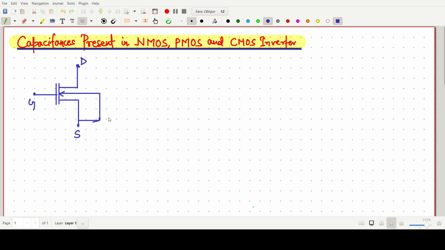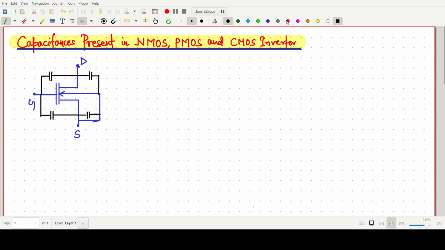Okay, clear. So in this case there are some capacitances, we can say the parasitic capacitances, like this. One capacitance is here, one capacitance is here, or you can connect to this bulk. Four capacitances I have made.